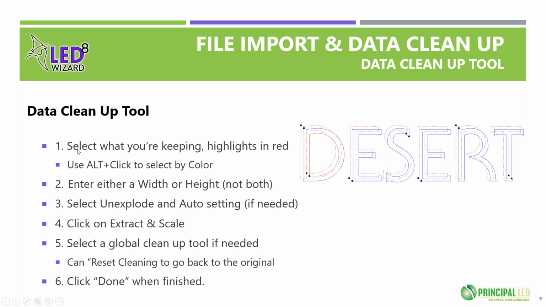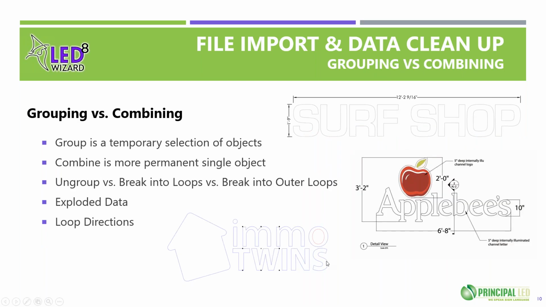What that workflow looks like is, again, select what we want, and we can select by color. I'll show you that on this file. Enter a width or a height, unexplode if necessary, extract and scale, select the global cleanup tool, and click on done. This might seem a little repetitive, but as I go through the files, you'll see that once you get comfortable with the procedure, this can go very quickly. And here are samples of a couple files that I'll use today.